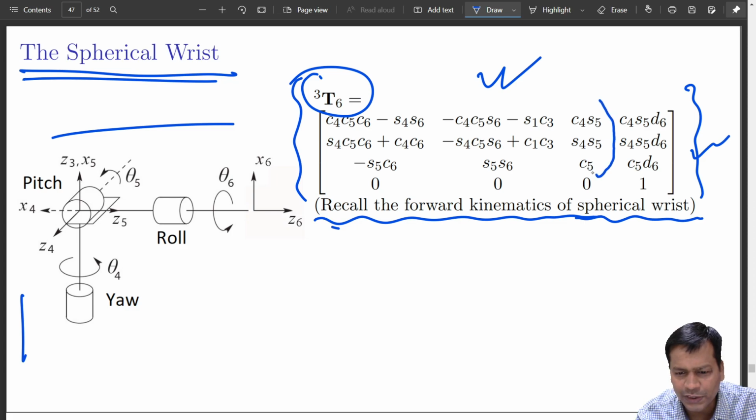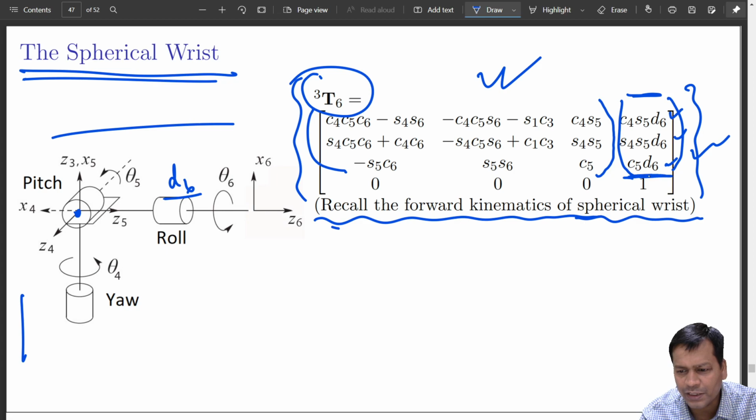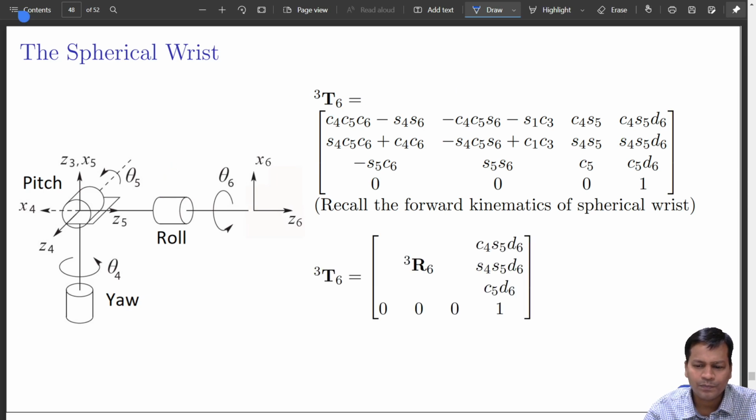So this is your rotation and this part is your translation. If this is D6, so this D6 is here. From this point, orientation and displacement are given by this, displacement by this and orientation by this. And what is this? It is 3R6, is it not? This 3 cross 3 matrix is nothing but 3R6. So this is your orientation. Now this is how I can write this. So this is your 3R6.